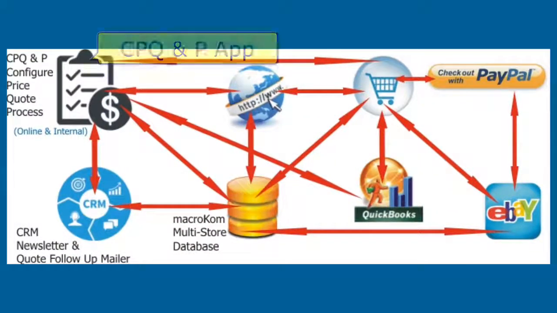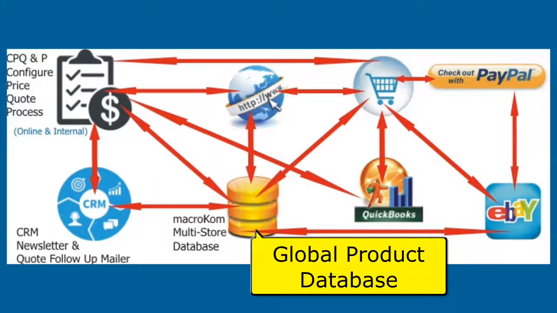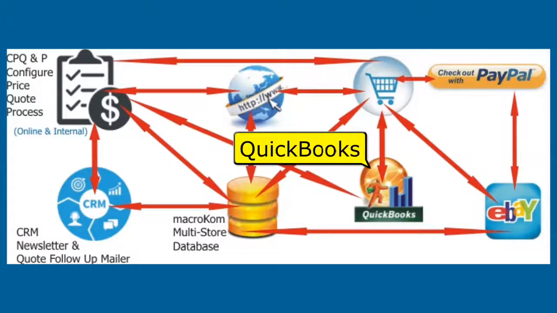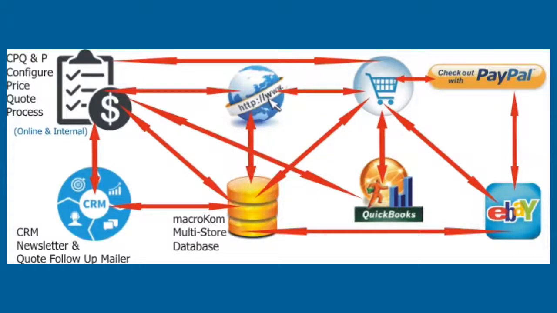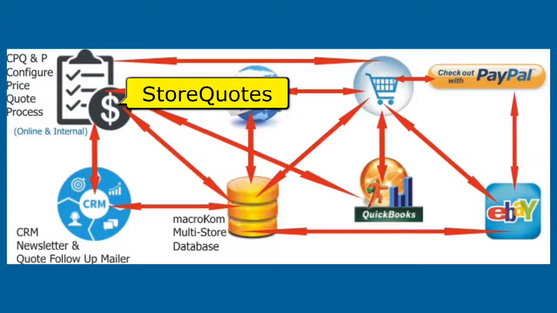CPQ and P stands for Configure, Price, Quote, and Process. It is a back-end application that allows the rep to properly and easily put together a part number for a complex product. In our case, the order processing plugin also allows us to integrate our CPQ app with QuickBooks to create invoices and vendor purchase orders based on a formal quote. We call it StoreQuotes.